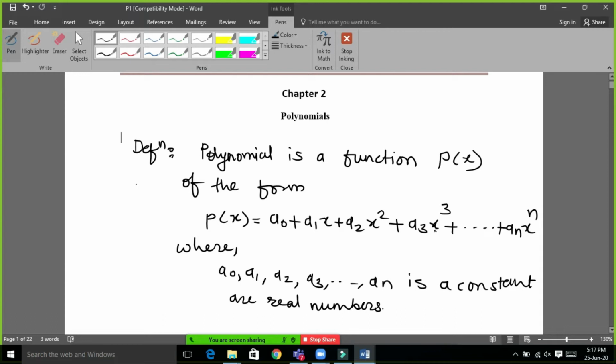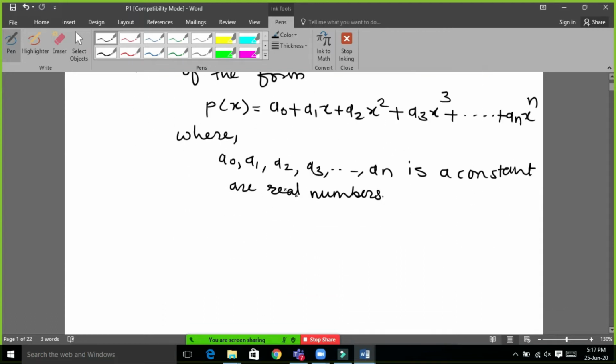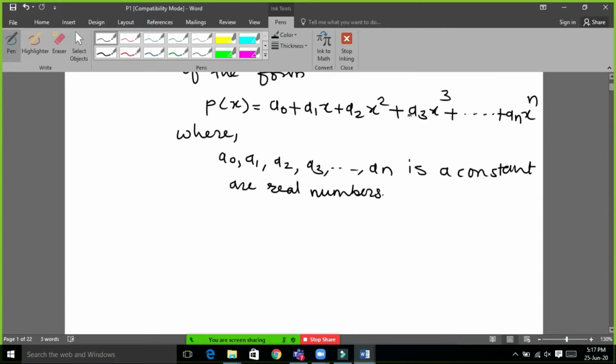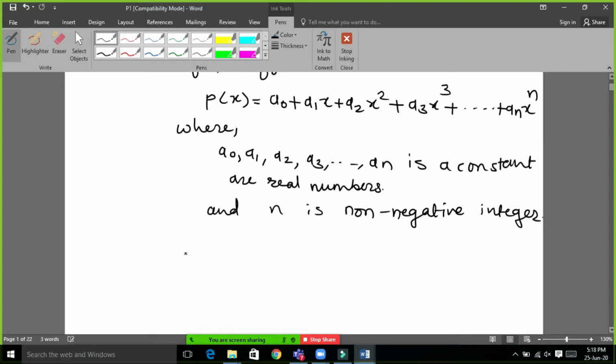And what is n here? n is a non-negative integer. So if we substitute some value of n, then we get a particular polynomial.